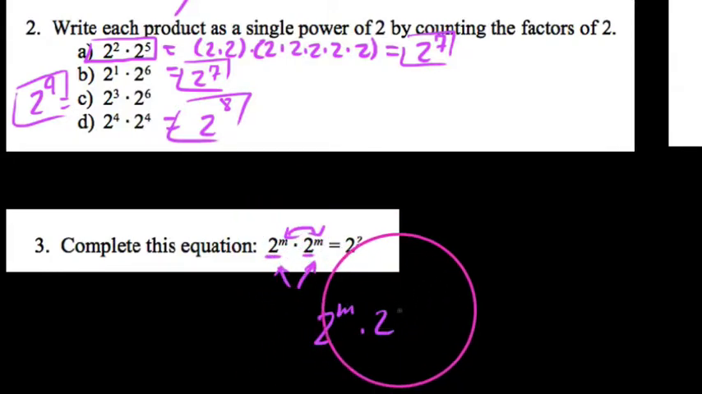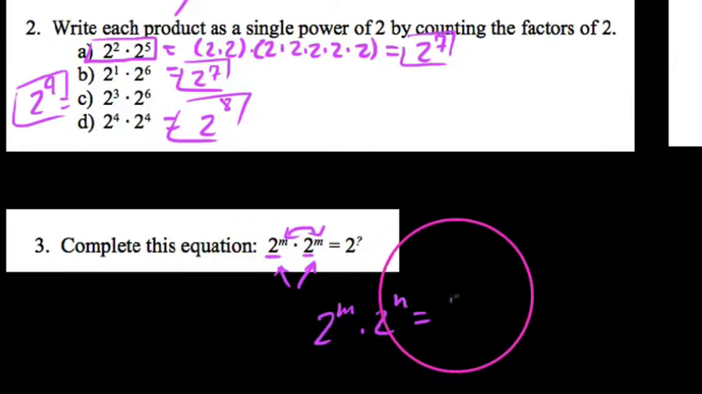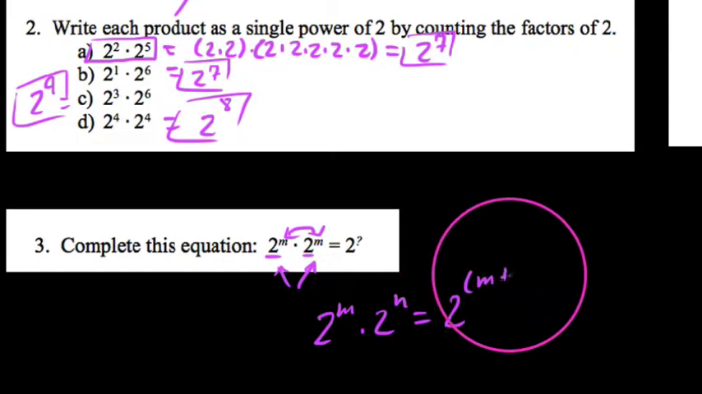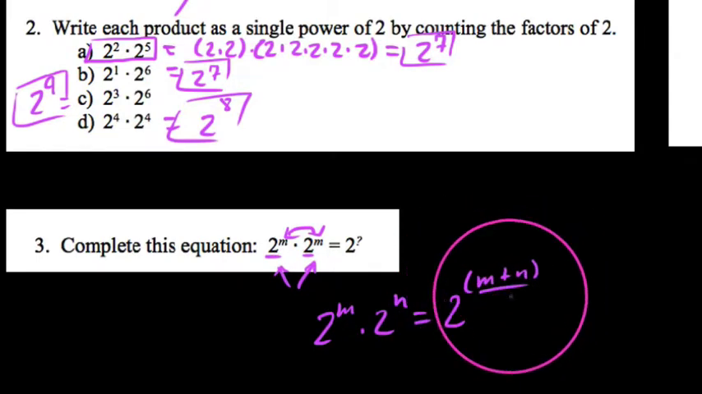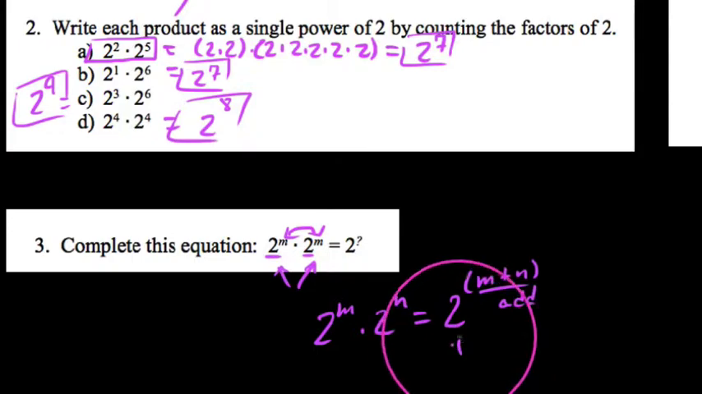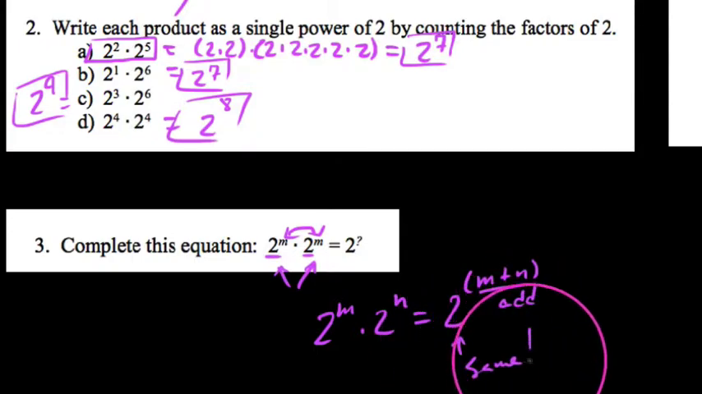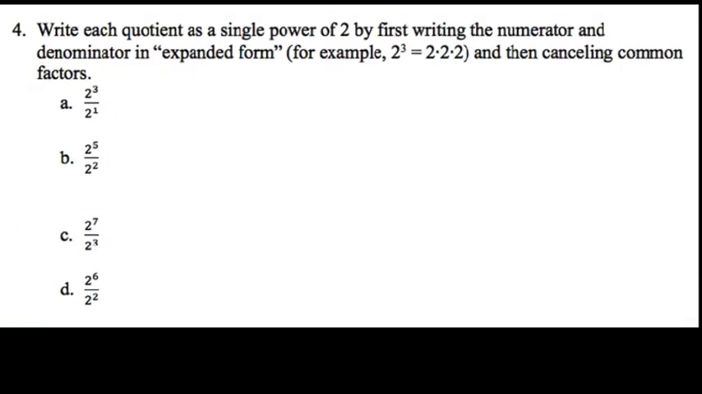So I'm going to rewrite this. 2 to the m times 2 to the n is equal to 2 to the m plus n, where we add the exponents. And notice the base stays the same. So this was looking at products of things with the same bases, when we multiply stuff with the same bases. Let's go ahead and take a look at division now.